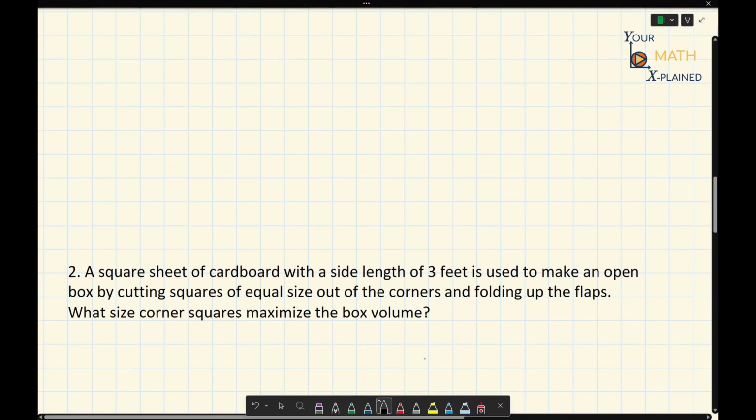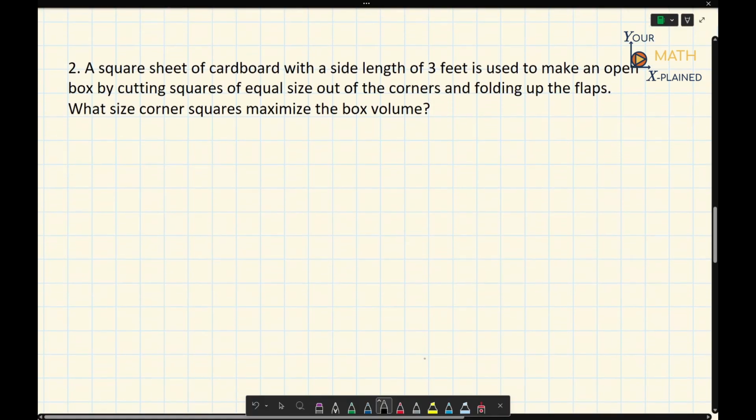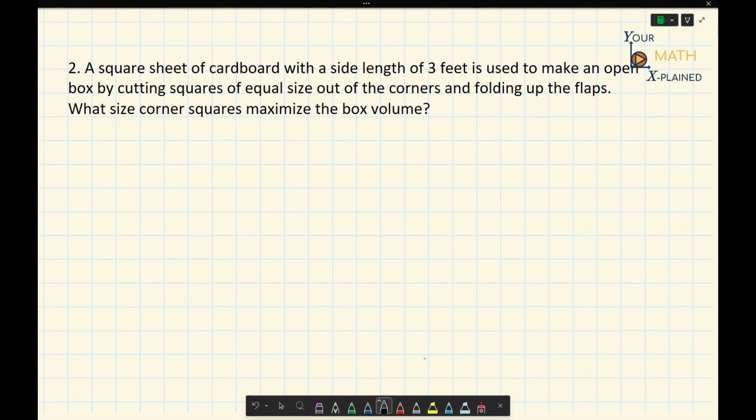Now for our second example, we want to make a box with a sheet of cardboard. And we're going to do that by cutting out the 4 corners and then folding up the flaps on the side. So again, we're going to start by drawing a diagram. So we have a square cardboard, and the square cardboard has side length of 3 feet. So this side is 3, this side is 3.